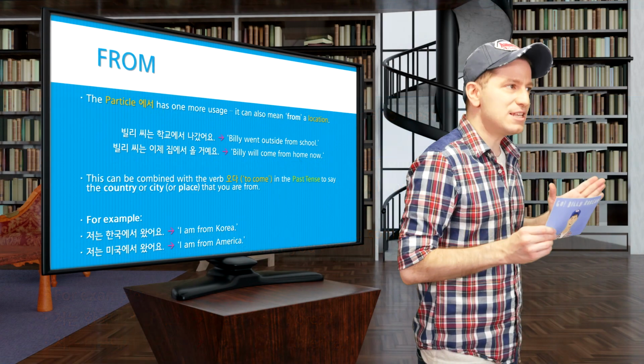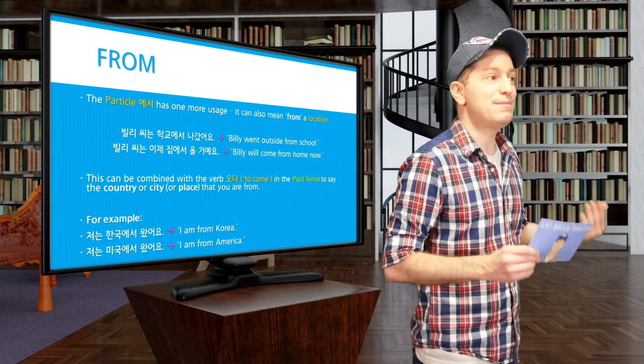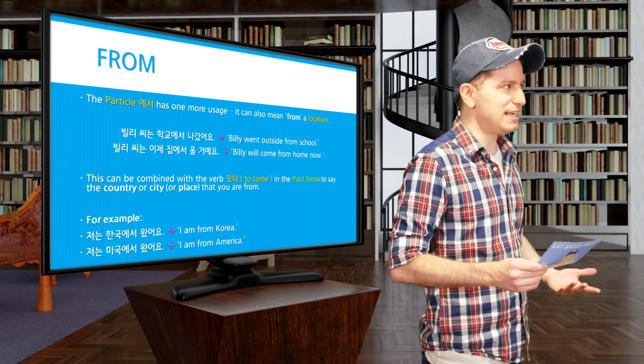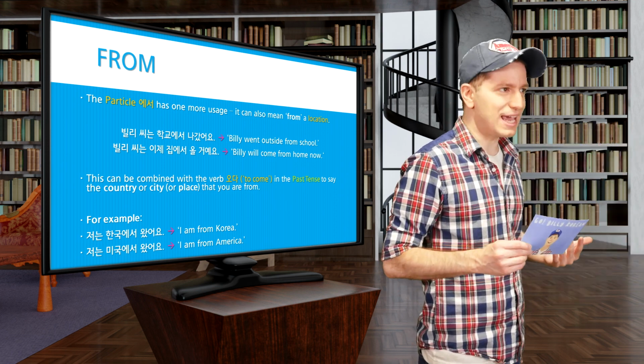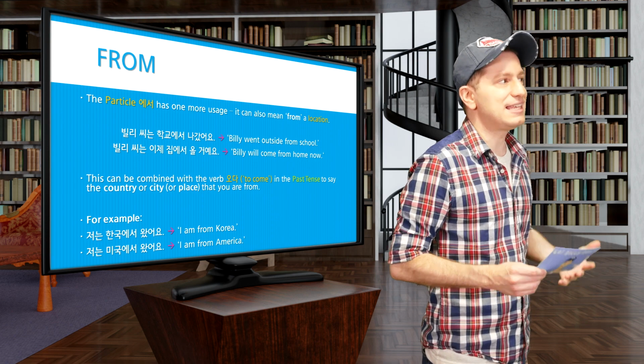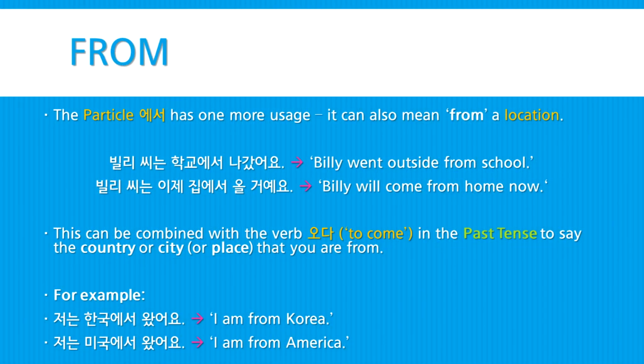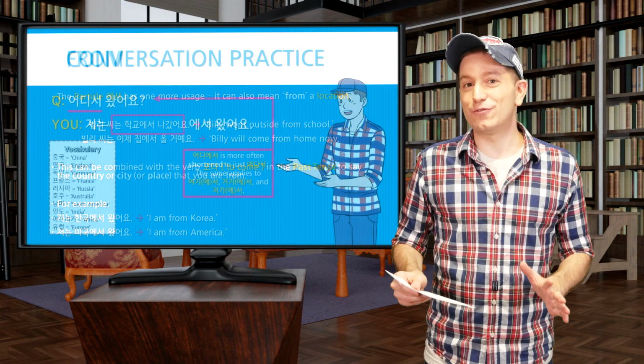This particle 에서 can also be combined with the past tense form of the verb 오다, to come, to mean literally that you came from a location. And this is how you can say the city or the state or the country where you're from. For example, 저는 한국에서 왔어요. I am from Korea. Or 저는 미국에서 왔어요. I am from America.